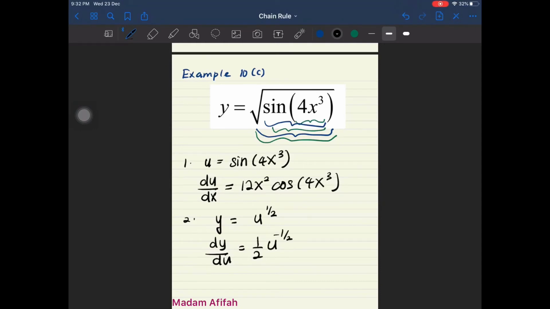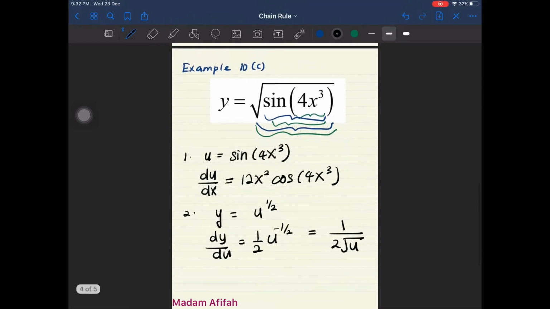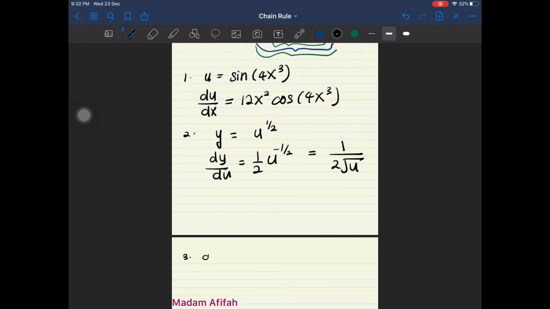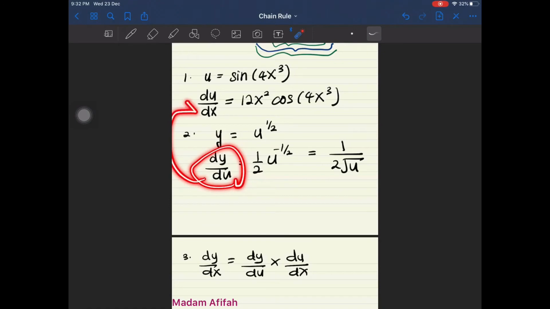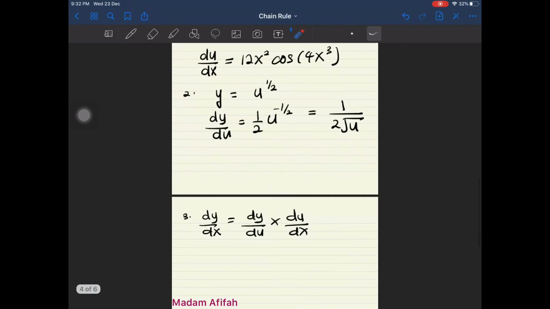is equal to 1 over 2 u to the negative half. So this one is equal to 1 over 2 square root u. So therefore your dy/dx is equal to dy/du times du/dx. So it's a backward process. You take this one first, then multiply with this one. So substitute what you have.